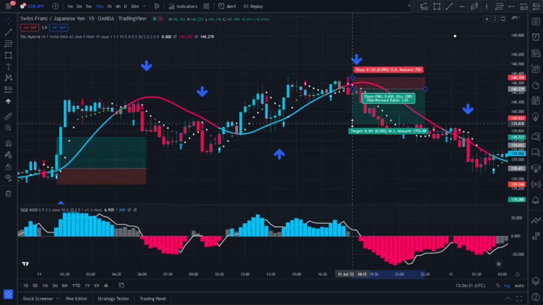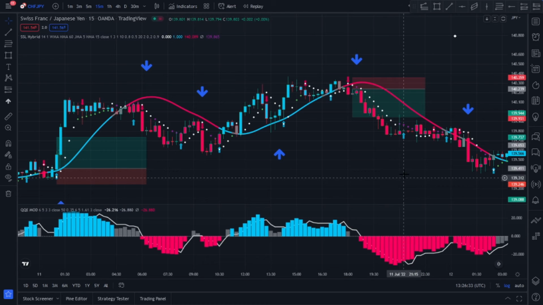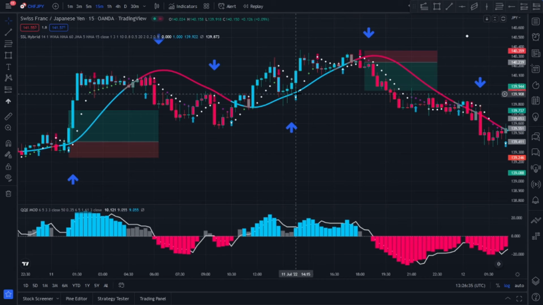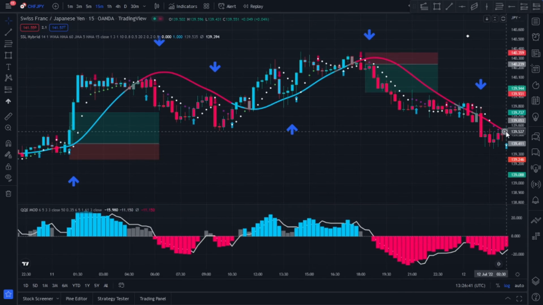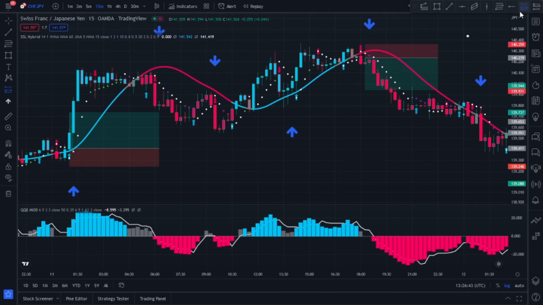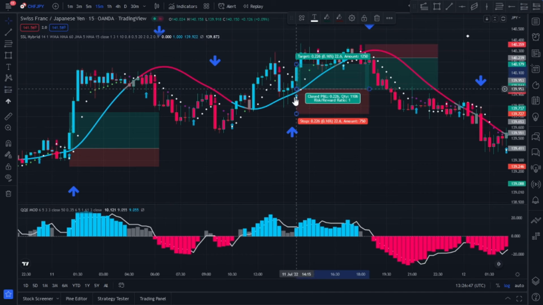Here the indicator line is green and the price is above the line. The color of the QQE Mod indicator bars is also green. We take a long position with the SSL indicator signal and place a stop loss and a take profit.